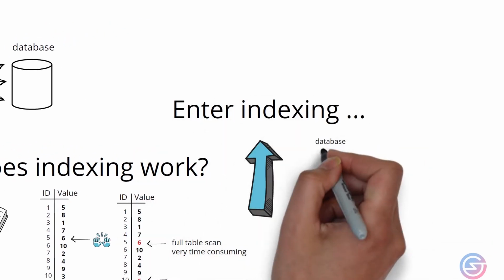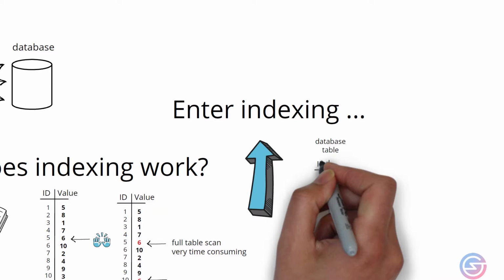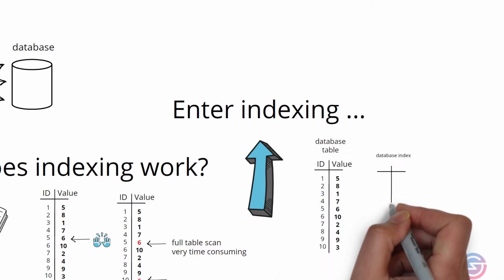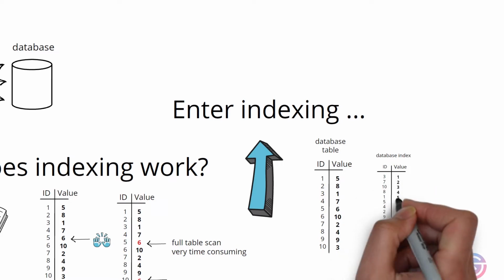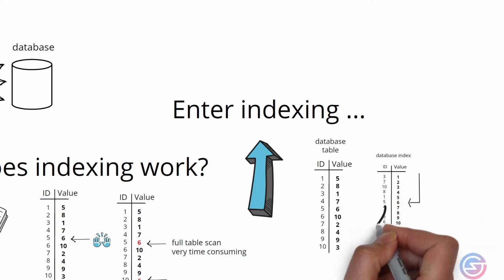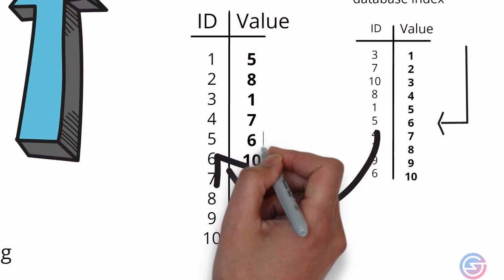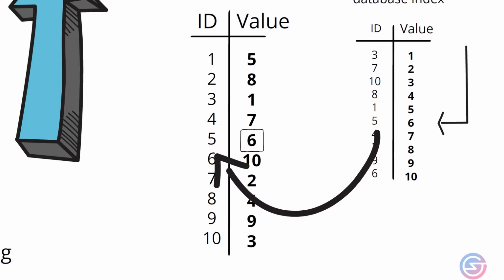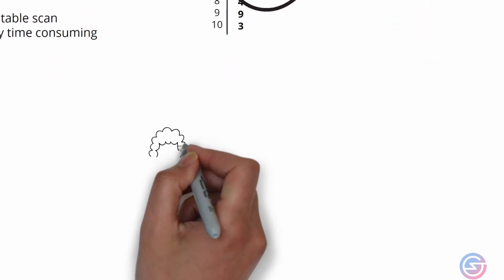Enter indexing. When an index is created on a table, a separate mini-table is created where all the numbers are first ordered. Intuitively, this immediately speeds up the search because we need to search at most 6 numbers, as it needs to only scan up to that number in the sequence, 6 in this case.